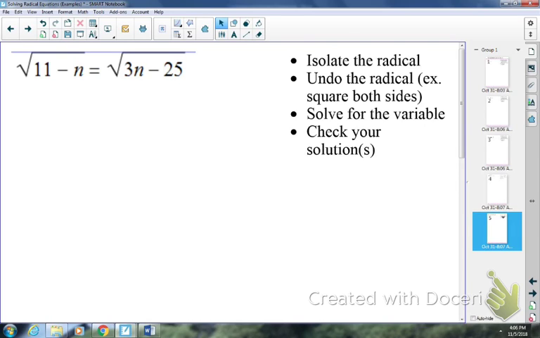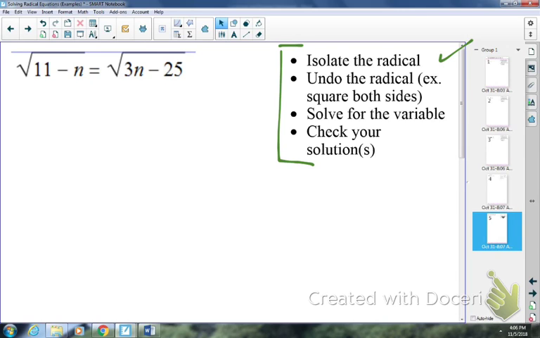I've got my steps over here on the right. Now, when I said earlier you want to isolate the radical, this is one where technically you're going to have a radical on both sides, and that's okay. So we've got the radical on both sides. That's isolated. You only want one on each side, if that. So step number 2, we're going to undo the radical.